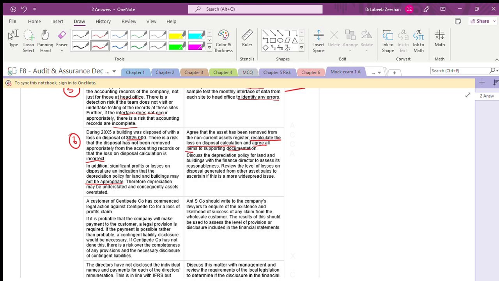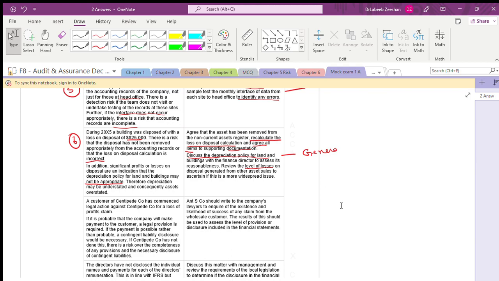What is the audit response to the depreciation? Discuss the policy of depreciation with the director. Review the level of losses. Always see these things, and discuss the things with the director.